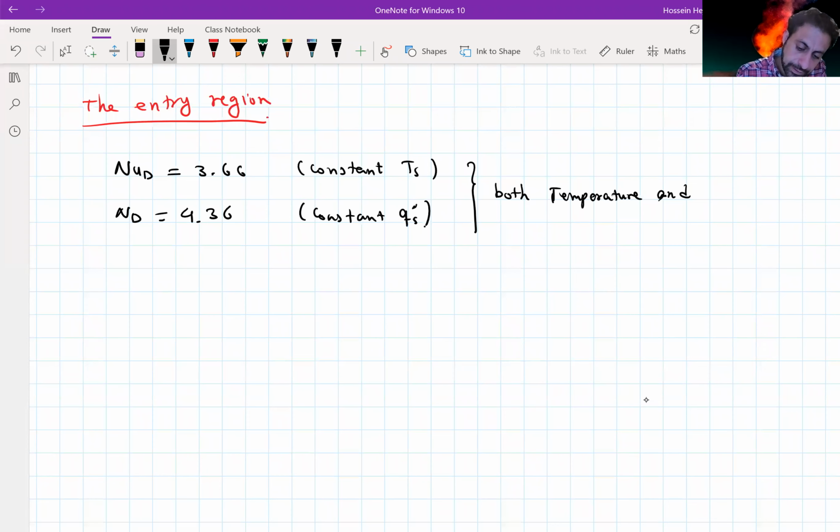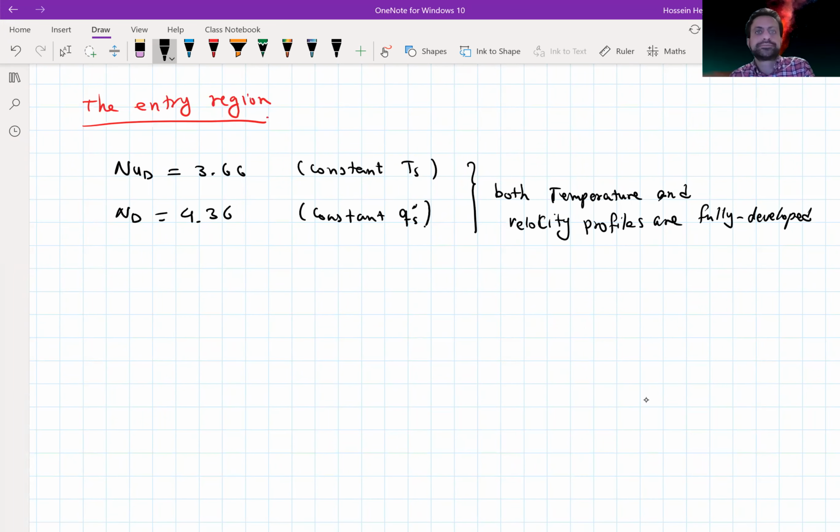temperature and velocity profile are fully developed. However, there are cases that both of them or one of them at least is not developed.